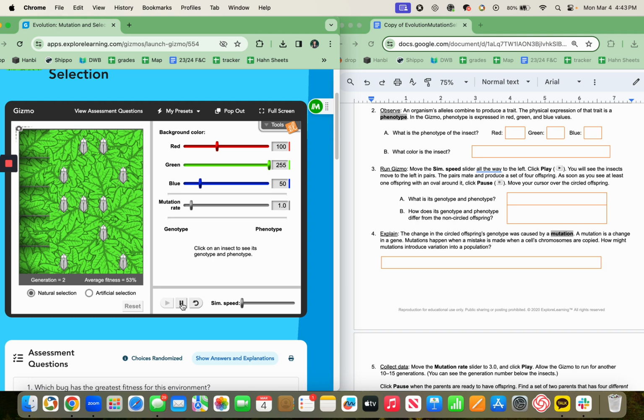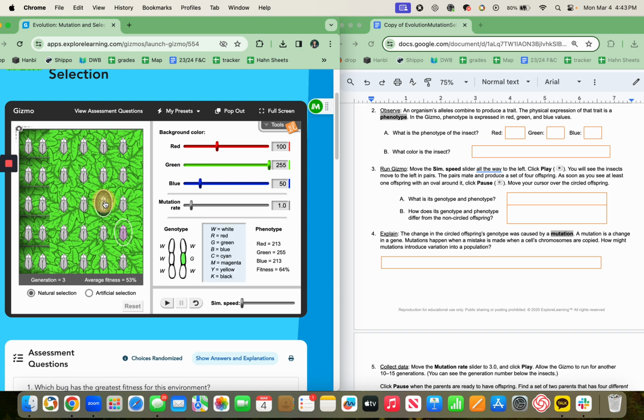Birds eat it. They mate, have more babies. Oh, okay. So here I see some offspring with a circle around it. And so I'm going to go ahead and see why it has a circle. Oh, remember all the genotypes originally were WWW, and this one has a green allele. One of the alleles, one of the forms of this gene, is now green. So it looks like there was a mutation.